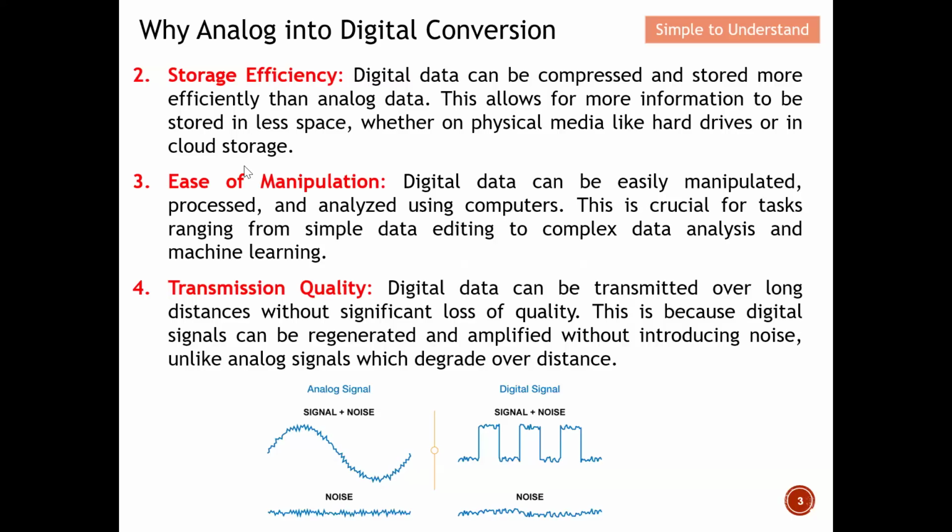The third reason is because of the ease of manipulation. Again, this is basically the bad point of digital data. The digital data can be easily manipulated, processed, and analyzed using a computer. This is critical for tasks ranging from simple data editing to complex data analysis and also machine learning. So this can be the advantages and also the disadvantages of digital data.